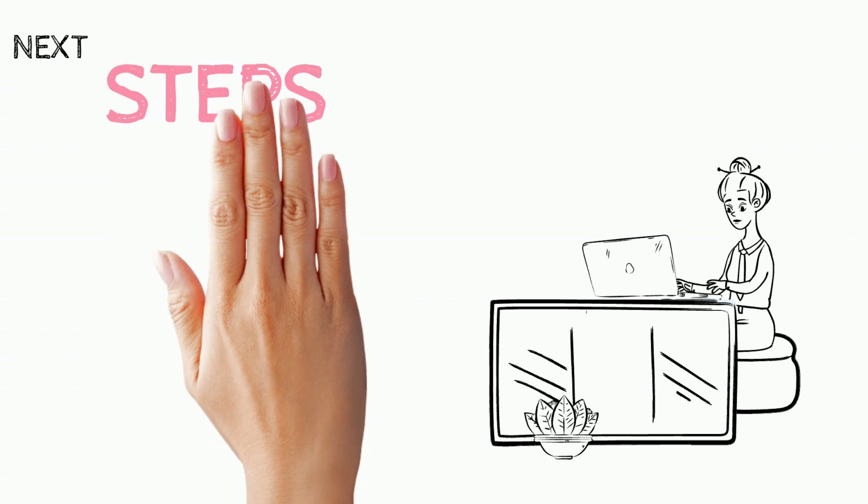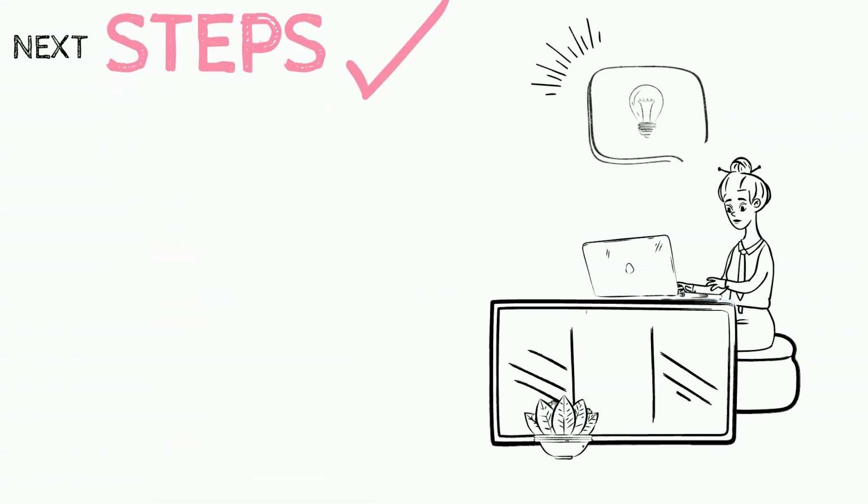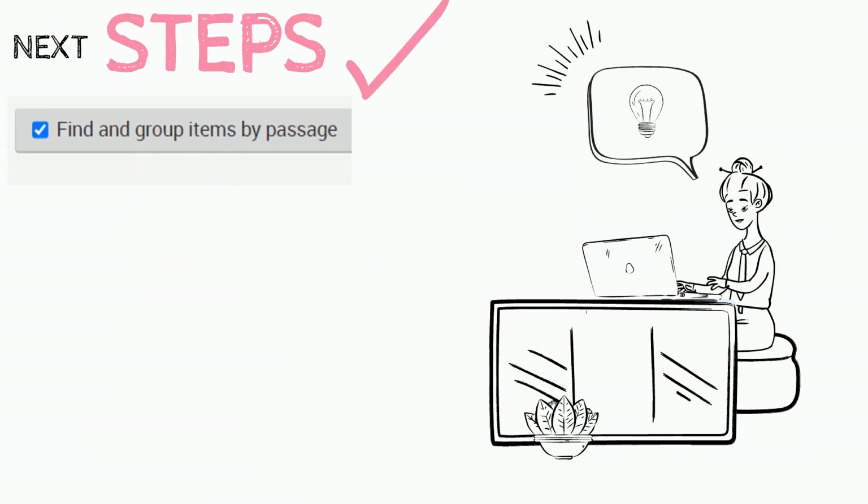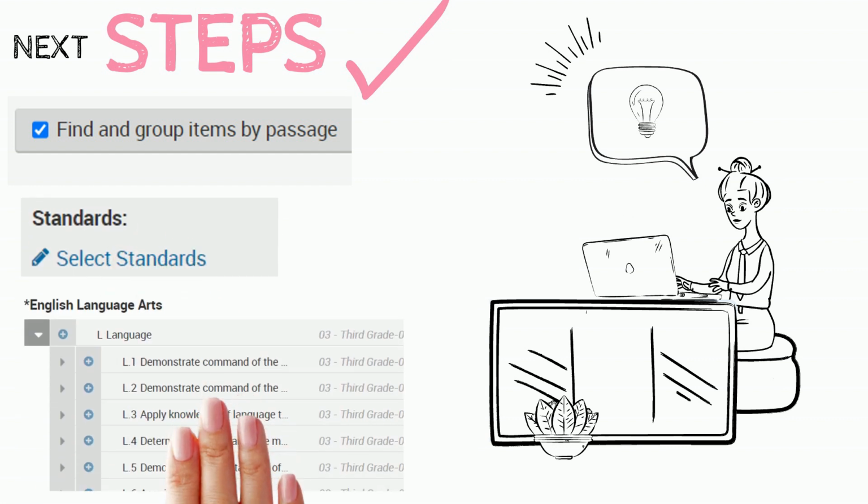The next steps are to click the checkbox next to Find and Group Items by Passage. You don't have to do it this way, but this is going to make sure that you're getting all of the questions for one passage put together so that your students have multiple questions with one passage rather than having to read one passage for one question. Then you're going to select your standards. When you go to select your standards, you're going to just want to select the standards that you're going to assess. That's how it's going to populate the question bank later.